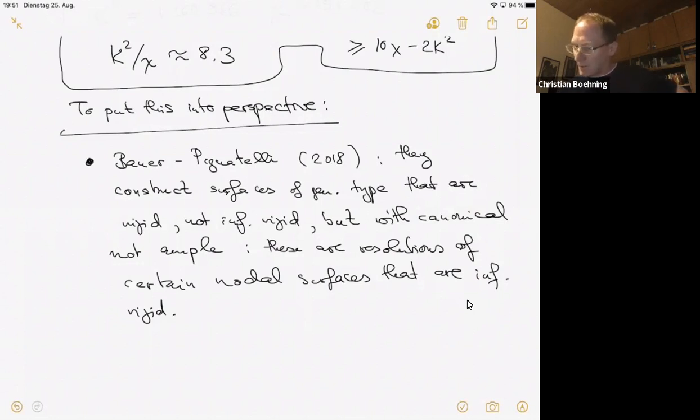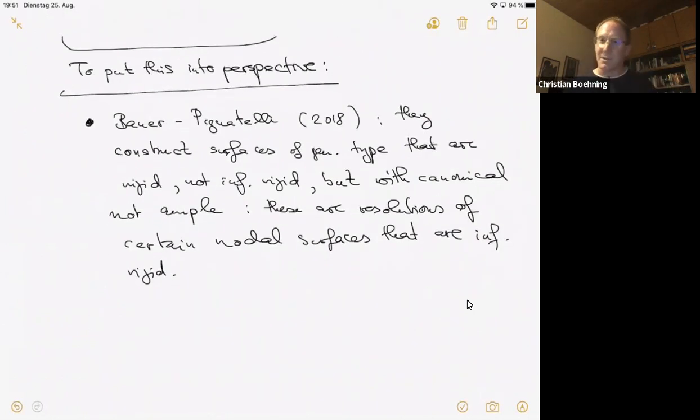And so the initial interest of our project for us was to find examples of such surfaces where the non-reducedness has, say, a more modular reason behind it. So especially where the canonical models of these surfaces are also rigid but not infinitesimally rigid.